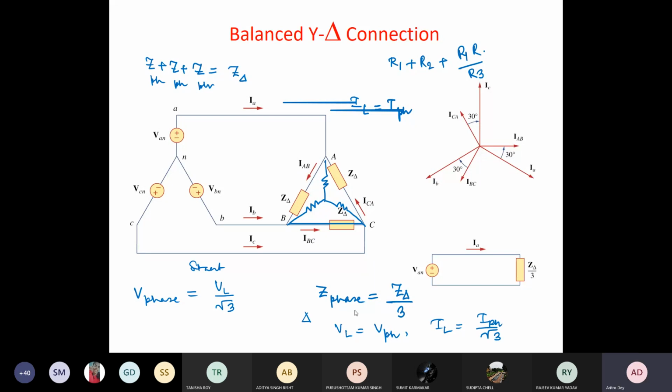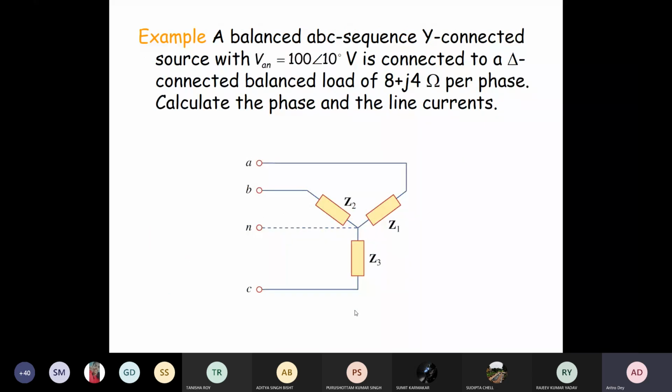There is one more example where you have a balanced ABC sequence Y connected source. Diagram wise it is wrong. It should be a source which is Y connected, and you have a delta connected balanced load of 8 plus j4. That means an inductive load per phase. Calculate the phase and the line current.